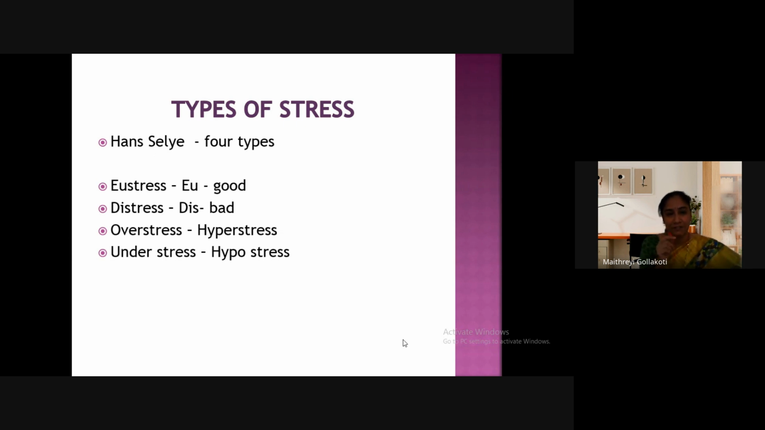It is a bad stress. Now, next is overstress. When there is too much stress, which is affecting your health and your peace of mind, then that is called overstress. Now, there is another stress, understress. Understress means very little stress, but it is not good. Okay, that is the difference. Understress means less stress, but still it is not good, whereas eustress is something which is good. I hope I made the difference very clear.